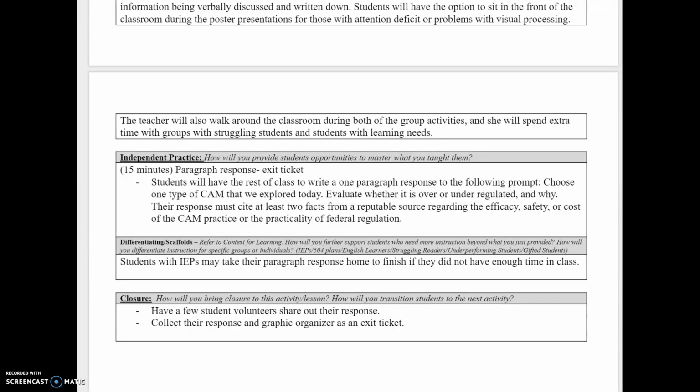So students with IEPs may take their paragraph response home to finish if they did not have enough time to finish in class. This also does give them some autonomy on what CAM practice they choose to write about. So even though they were assigned a practice to research at home and during the group activity, if they find that another practice was more interesting to them, they can absolutely write about that for their paragraph response instead. So now they get to explore the practice that they are most interested in.